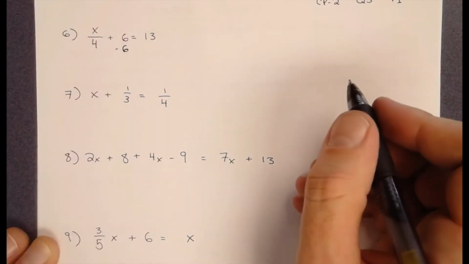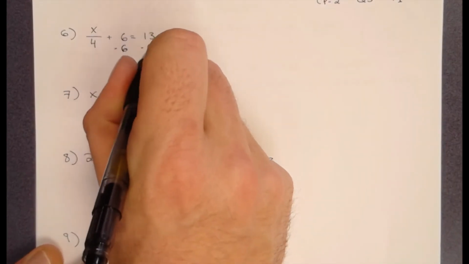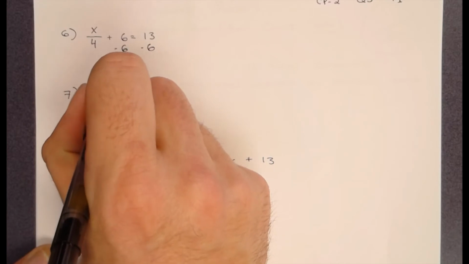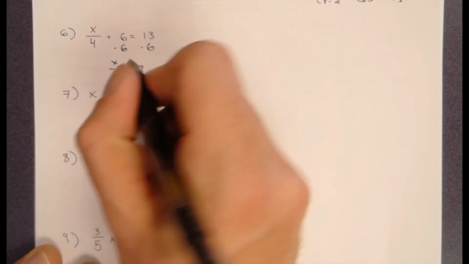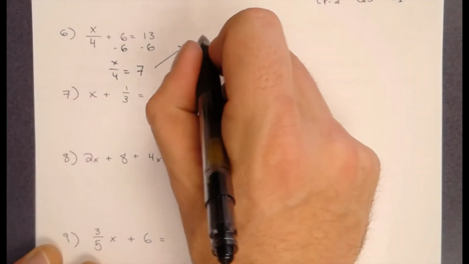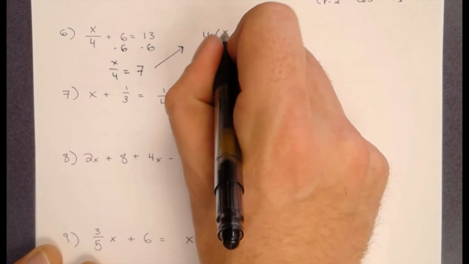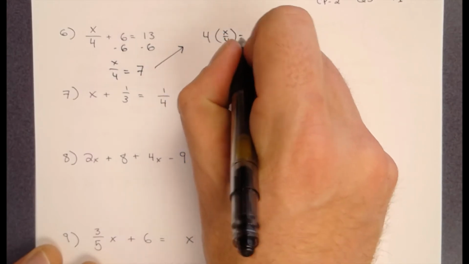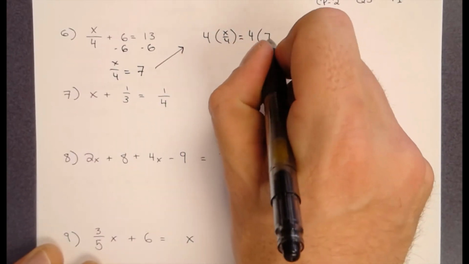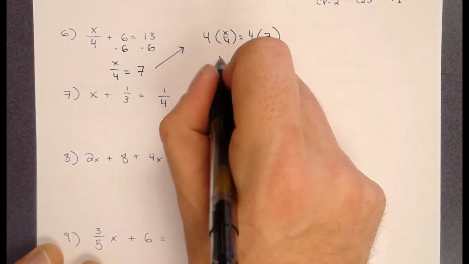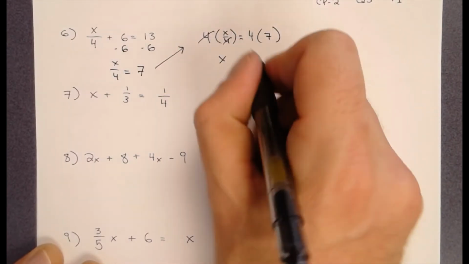Alright, now before we bother with this fraction, let's subtract 6 from both sides. So x over 4 equals 7, and now multiply both sides by 4. So we'll get x on the left-hand side, and then 4 times 7 is 28.